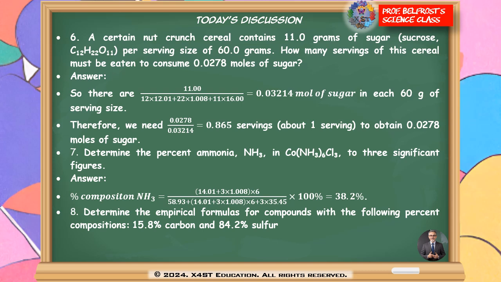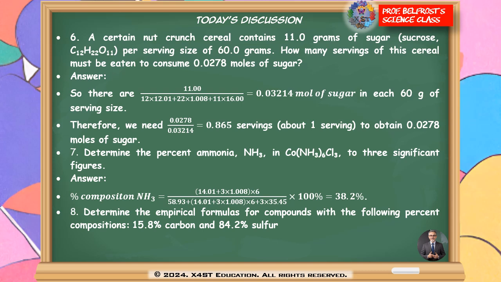Number 7, determine the percent ammonia in the chemical formula, which is cobalt, with 6 ammonia and 3 chlorine atoms.